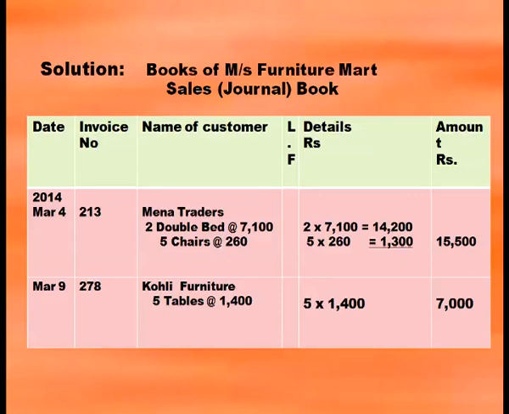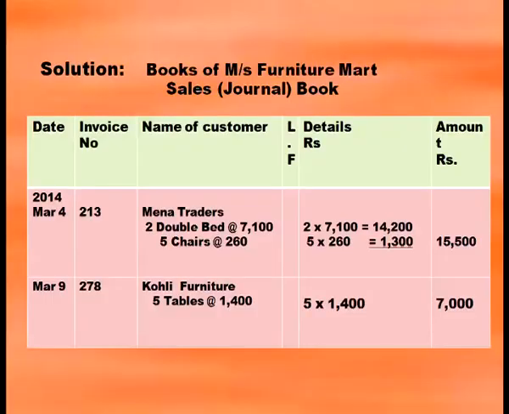Then the name of the customer, Meena Traders. What you have given, that also will be disclosed below the name of the customer. 2 double beds at rupees 7,100 each. So each detail will come in the details column. 2 into 7,100, 14,200. Then 5 chairs at rupees 260, 5 into 260 will give you 1,300. So the total, that is the net amount, will come in the amount column. 14,200 plus 1,300, 15,500 in the amount column.